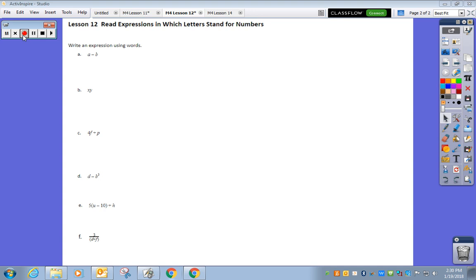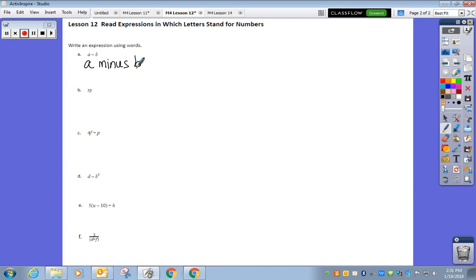So if we look at the first one, we see this, and I'm not even going to read it because if I read it, it's going to give me some words. So we're going to be using some of those keywords from yesterday. So we're actually going to have a variety of ways to write each one of these. So the first one, I will read it now, says A minus B. That's how I would read it. So I'm going to write A, the word minus, and then B. So that's one way we can write this.